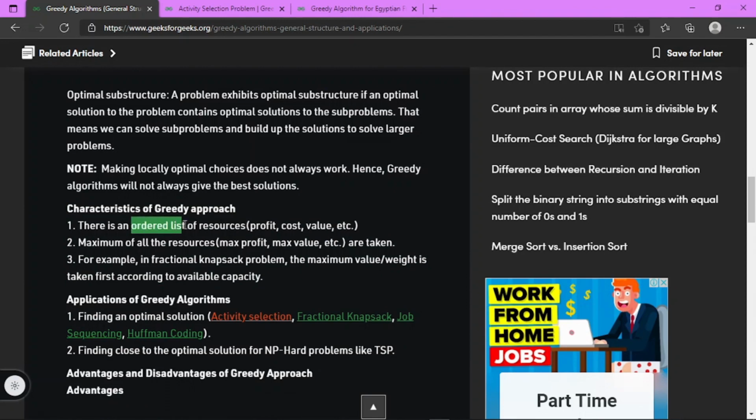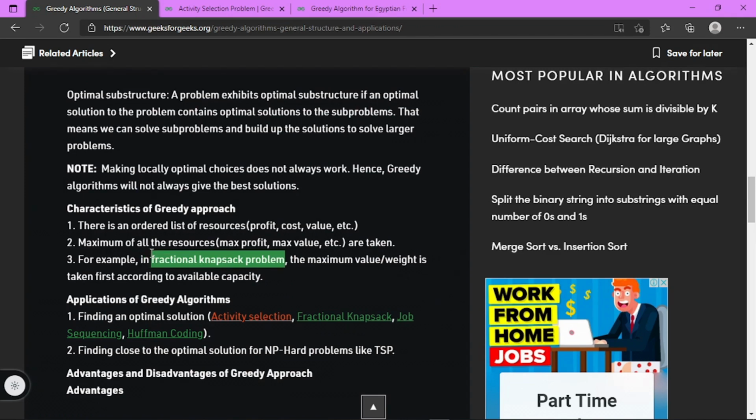So when there are ordered lists of resources, where we are given profit, cost, value, or we have to find maximum profit, maximum value, this kind of thing, then we use greedy algorithms. For example, in the fractional knapsack problem, the maximum value per weight is taken first according to available capacity. This problem, the fractional knapsack problem, we will discuss in another video.